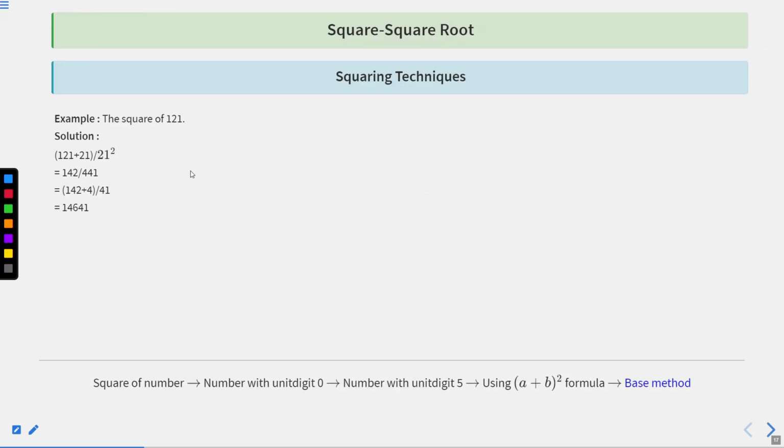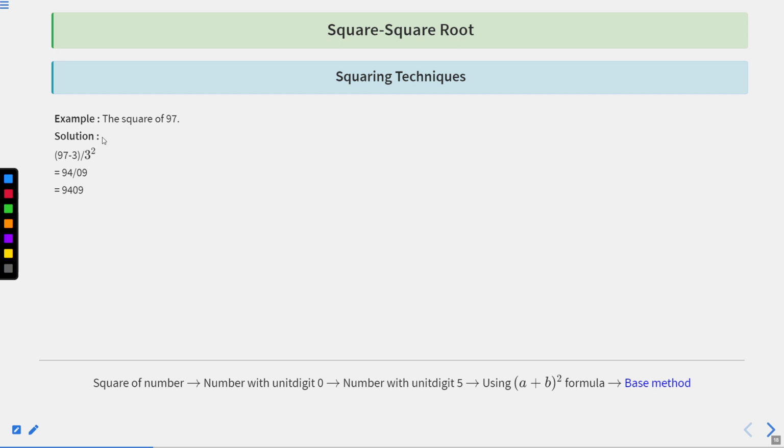Now, next example. How do you find the square of 121? So see, 121 is 21 units away from 100. So I'll write it as 121 plus 21 upon 21 square. Correct? So it is 142 slash 441. 441 is the square of 21. And it will be 142 plus 4 upon 41. And it is 14641.